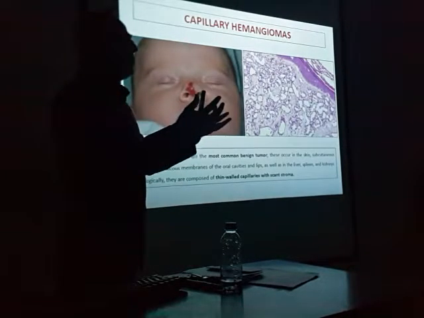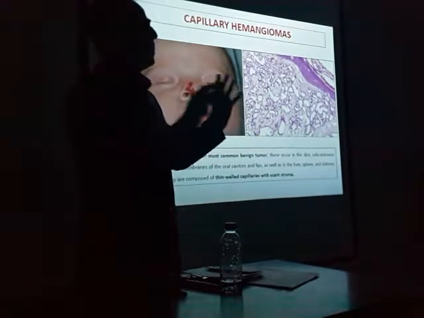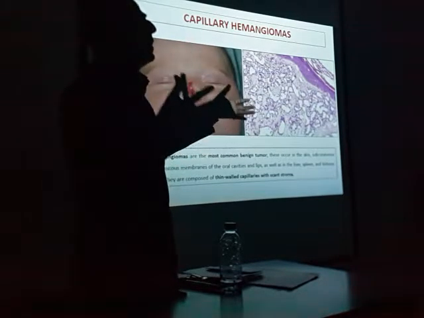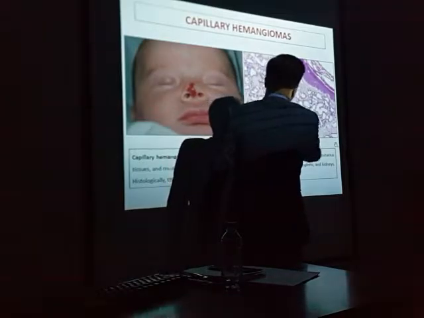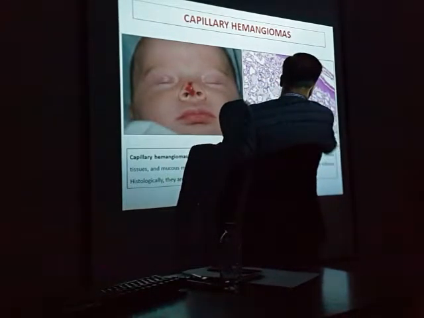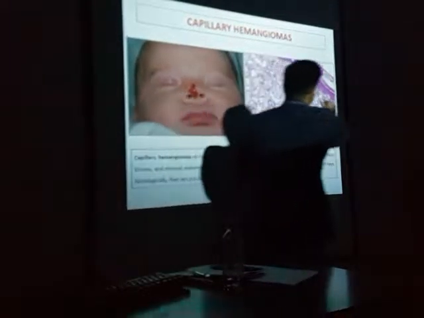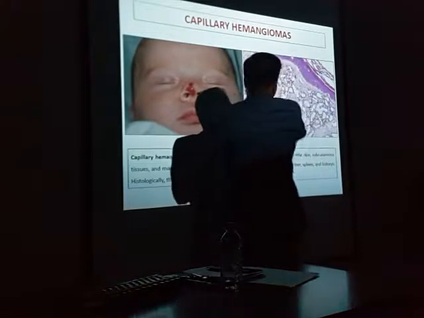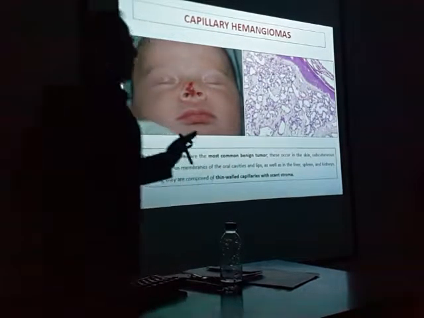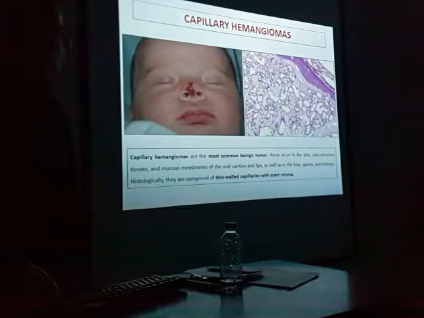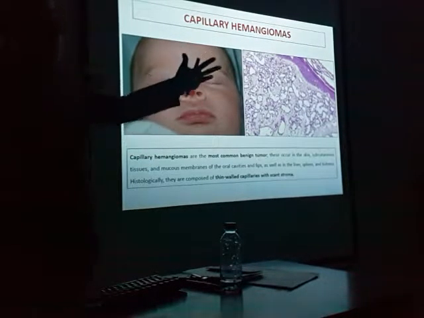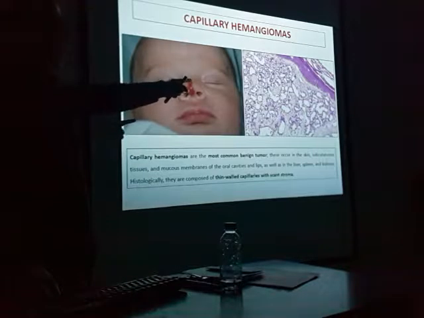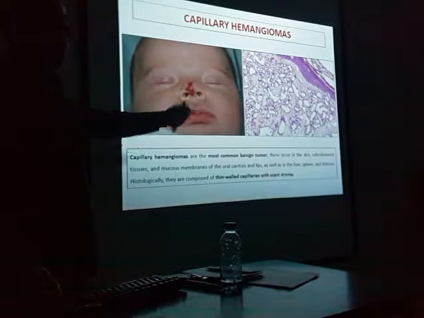Histologically, they are composed of thin-walled capillaries. So they are nothing but more capillaries. So you find thin-walled capillaries, just like capillaries. So the whole tumor is filled with the capillaries. This is the skin, okay, and this is the tumor. Clear? So thin-walled capillaries will be there. This is the capillary. When you go for the cavernous, the spaces will be large. They are resembling the capillary. That is why we say capillary hemangioma.